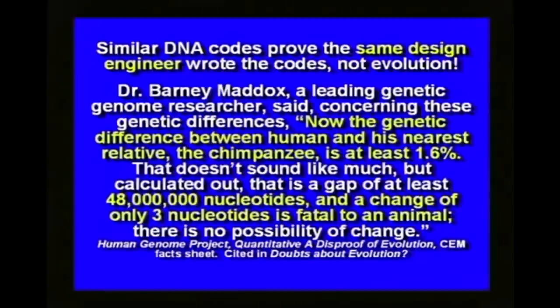Barney Maddox was the leading genome researcher on this project. He said the genetic difference between human and chimpanzee is at least 1.6%. That doesn't sound like much, but calculated out, that's a gap of 48 million nucleotides. And a change of only 3 nucleotides is fatal to an animal. He said it's not going to happen. Barney Maddox is a creationist. So of course he's going to say that evolution doesn't and can't happen, regardless what the facts are.